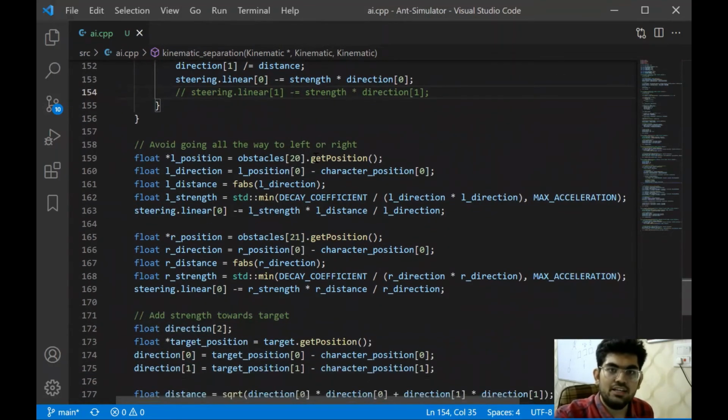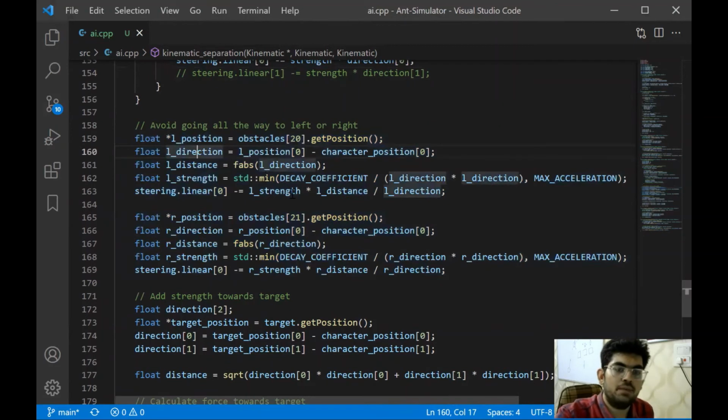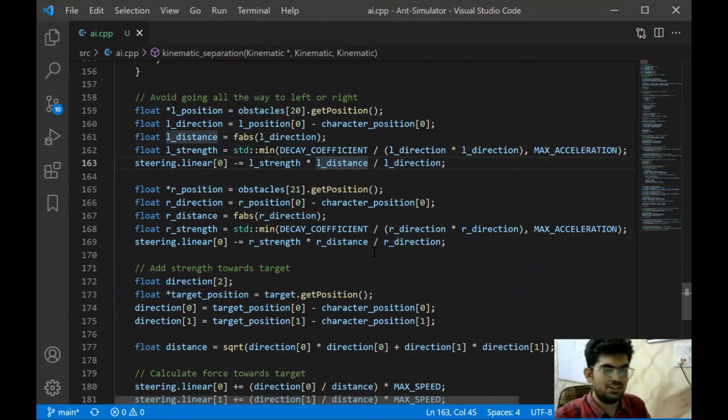Right, after we are done calculating all the obstacle forces, now this part over here, the L position, R position part, is just to stop the AI car from going beyond the screen towards the left or completely towards the right. It's considering that the left boundary is applying a force towards the right and the right boundary is applying a force towards the left. So that way, the AI agent doesn't just cross the boundary and go away from the screen. We don't want that, so that's why we're doing this.